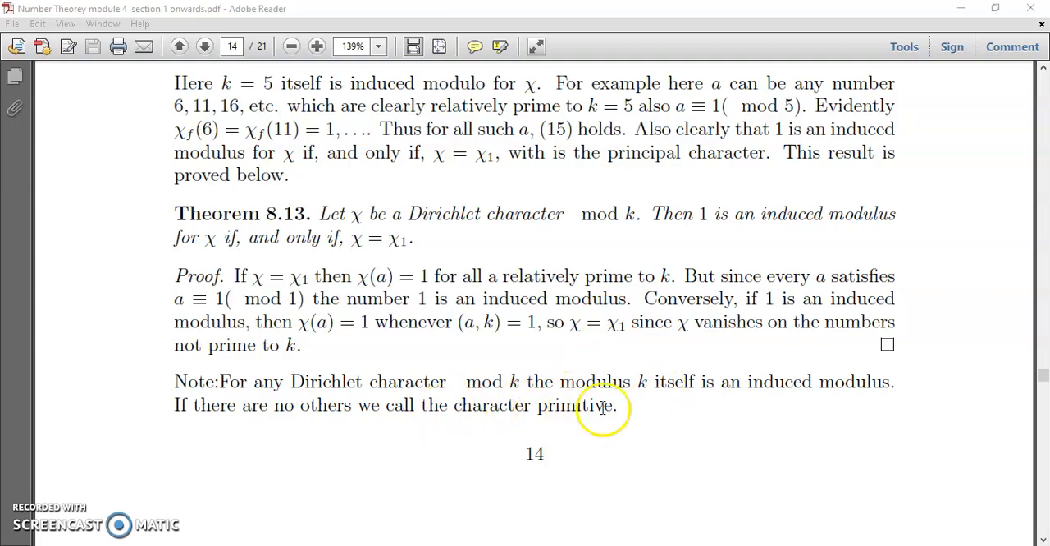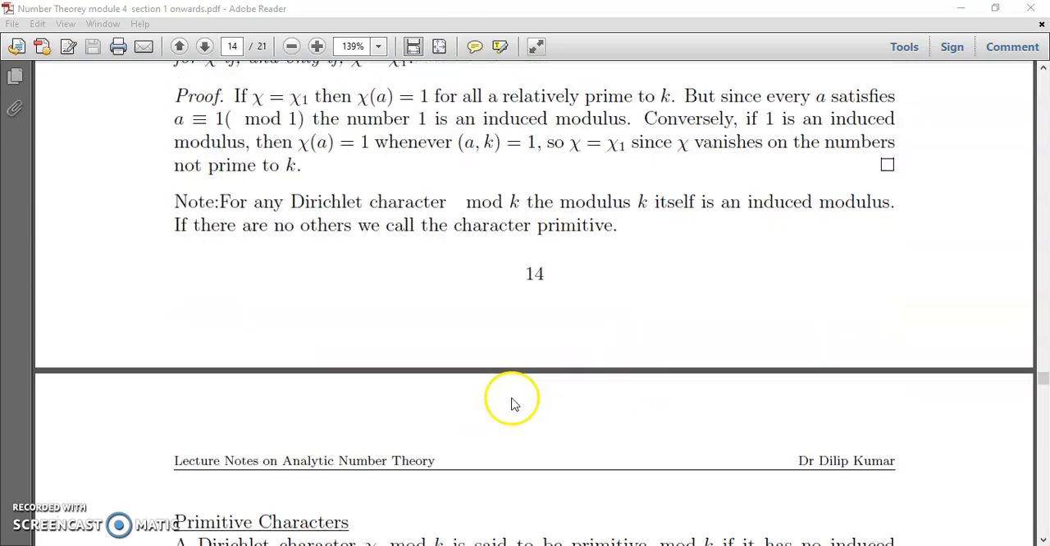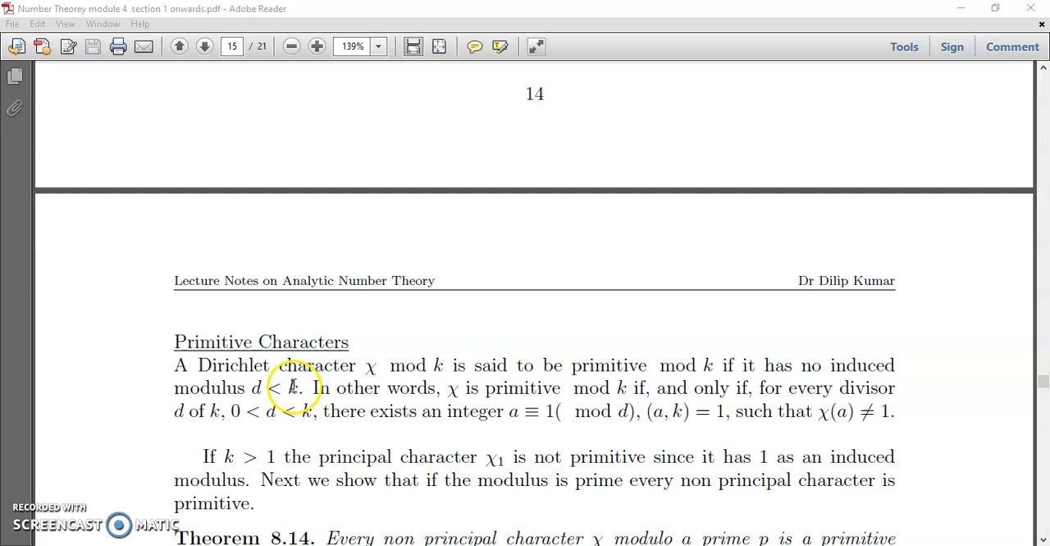So what is a primitive character? When we say that a character is primitive, we say that there is no other induced modulus for k. K is the only induced modulus and no other d. We cannot find a d which is an induced modulus. So that is the definition. So let us go to the definition of primitive character.